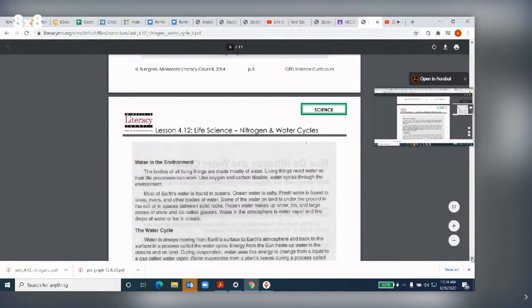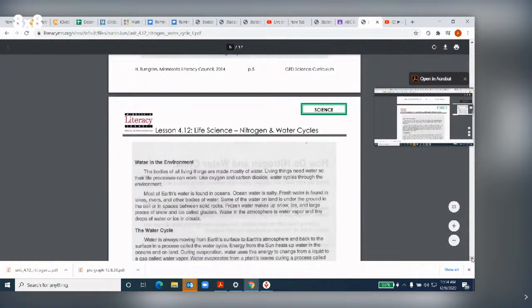Water is always moving from the Earth's surface to the Earth's atmosphere and back to the surface in a process called the water cycle. Energy from the sun heats up water in the oceans and on land. During evaporation, water uses this energy to change from a liquid to a gas called vapor. Similarly, if you boil a pot of water, you heat it up, you can see the water vapor starting to come out of your pan on the stove.